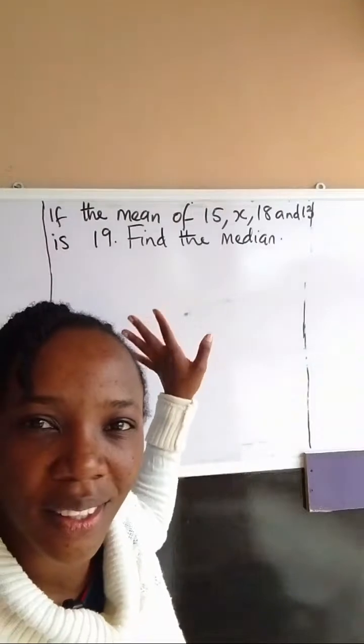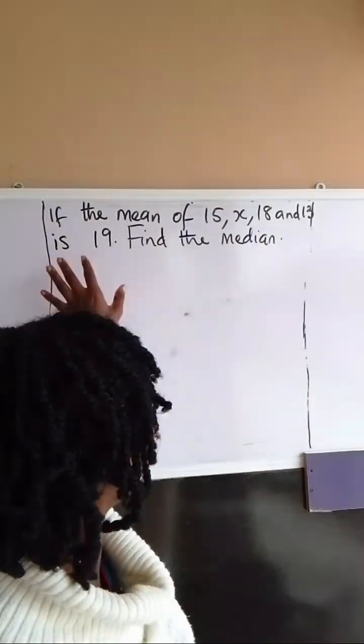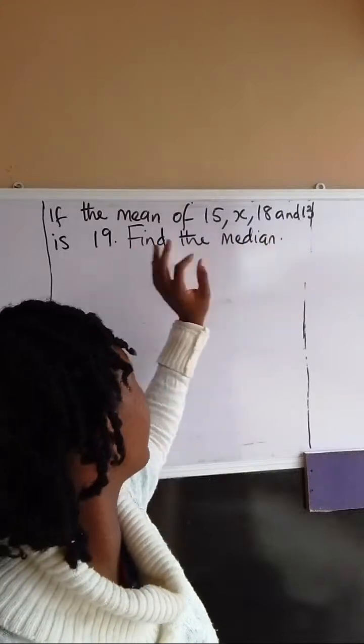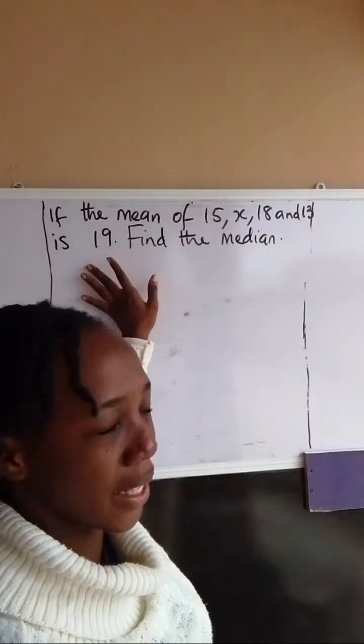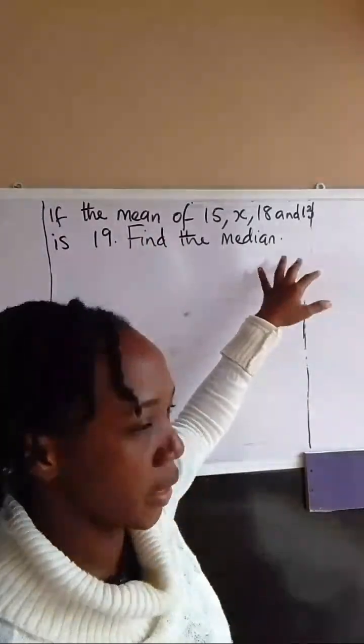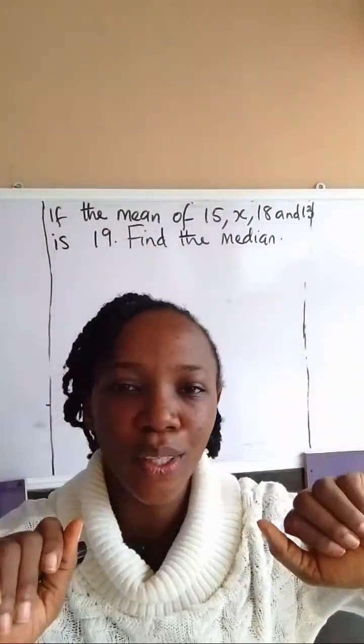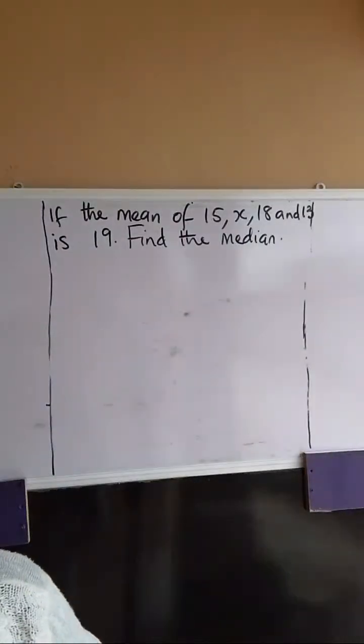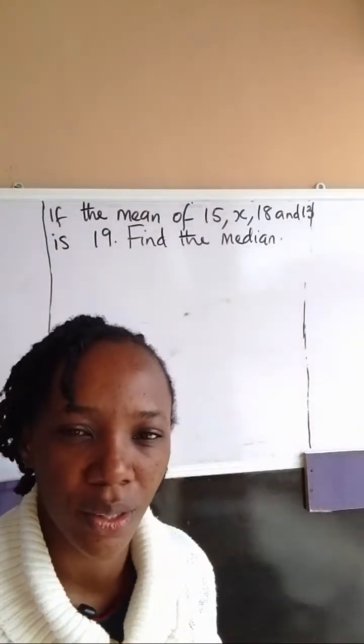So this is your question. You have to solve this one. If the mean of 15, x, 18, and 13 is 19, find the median. So over to you. Let's go. 2 minutes.